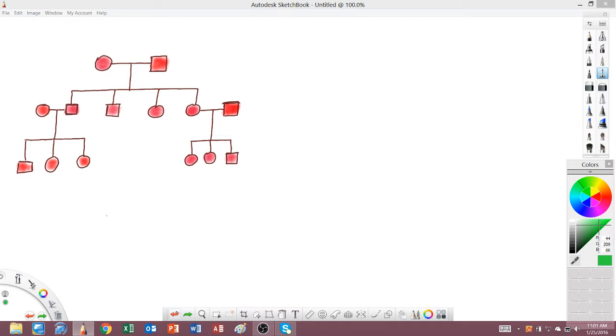Okay, let's see what else. So we talked about dominant, X-linked dominant. What was the answer for this one? Autosomal recessive. Autosomal recessive. What do you think now? You're asking me, or you're sure?